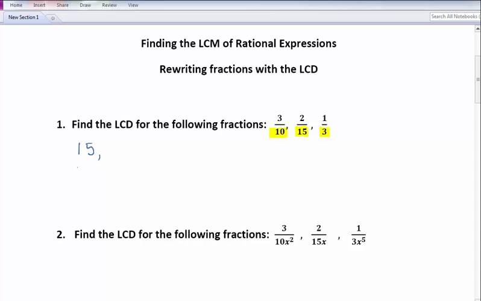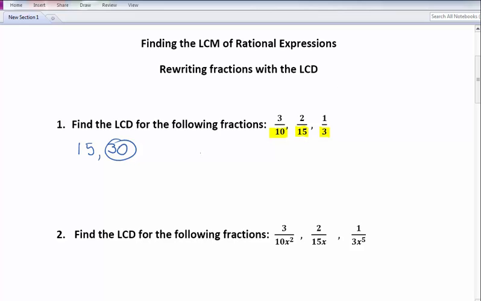So 15 is the first multiple, but 10 doesn't divide into that. The next multiple of 15 is 30, and 30 is in fact a multiple of 10 as well as a multiple of 3. So all three of these denominators divide into 30, so the least common denominator is 30. Now notice that I did that without prime factorization. A lot of textbooks, when you start working with rational expressions, will talk about prime factorizations, which technically comes into play and is absolutely correct and useful when you have variables, but I'm going to do this without prime factorizations in this video because I think most people get a little confused by that.